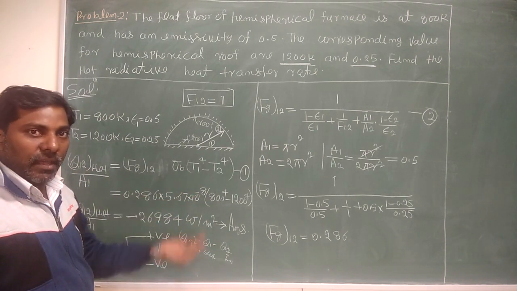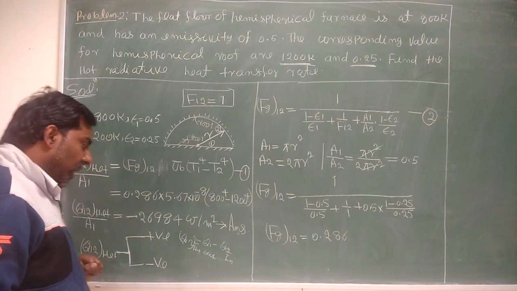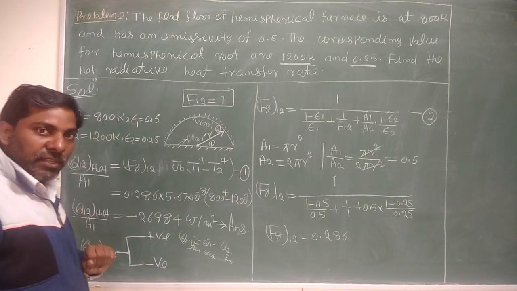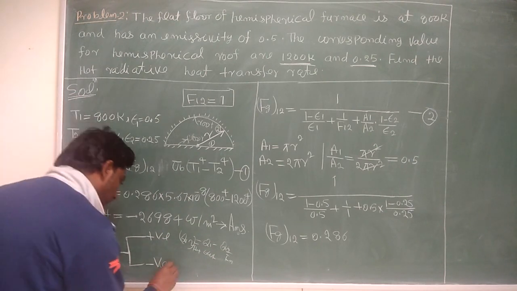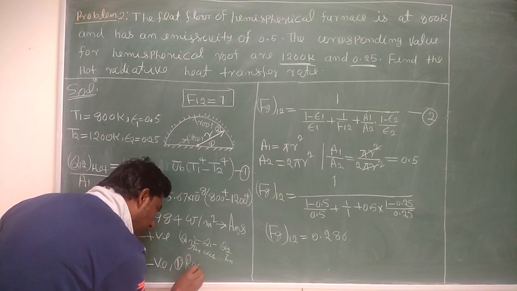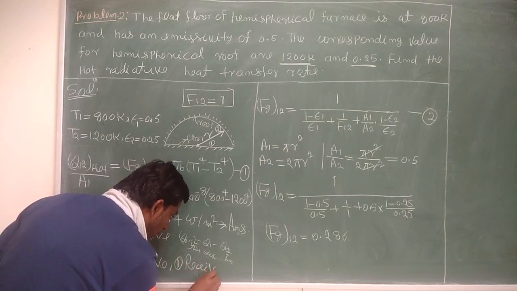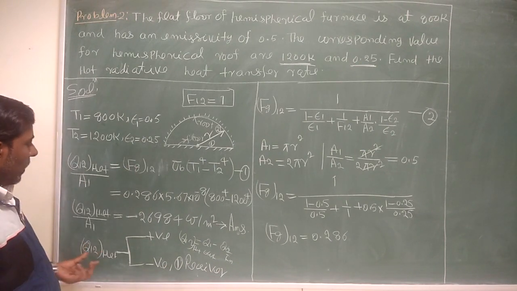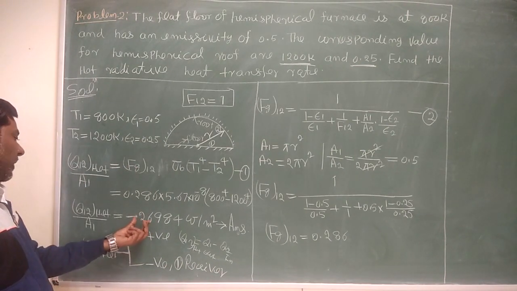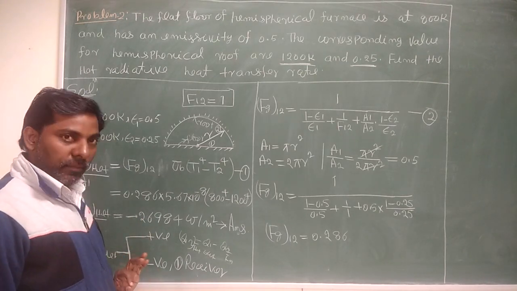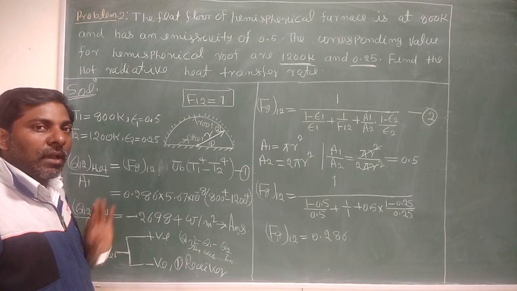So finally, the net is: the surface is receiving the energy. When a surface is receiving the energy, then that surface is known as the receiver. So this surface 1 is the receiver. So the negative sign here in the net heat transfer rate means that surface 1 is the receiver. Net energy is coming on 1.